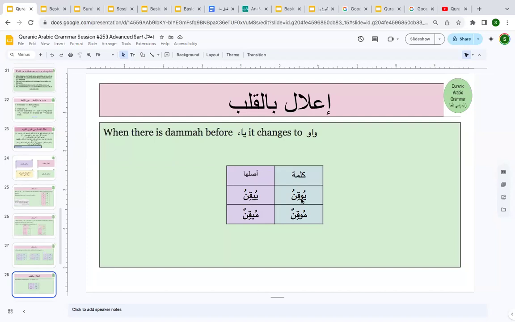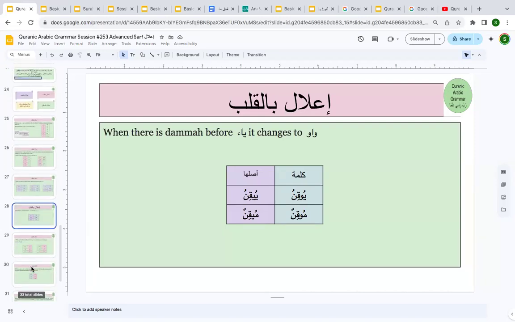And again, you need to know dhamma. Who's friends with dhamma? Waw is friends with dhamma, right? Dhamma likes waw, so your ya gets changed into waw. And muqinin, you have seen this word in Quran very many times. What was the original word? It is muyqinin, but what happened? Because this word is coming from yaqeen, right? But why the ya of yaqeen gets changed into waw is because a letter in these cases is carrying a dhamma before the ya, and ya gets changed into waw. Okay, are you all with me so far?